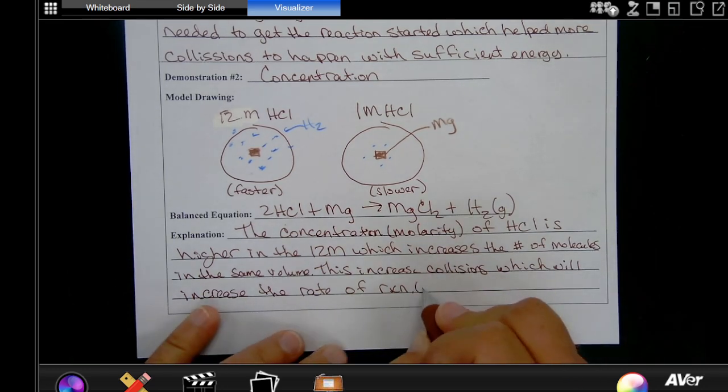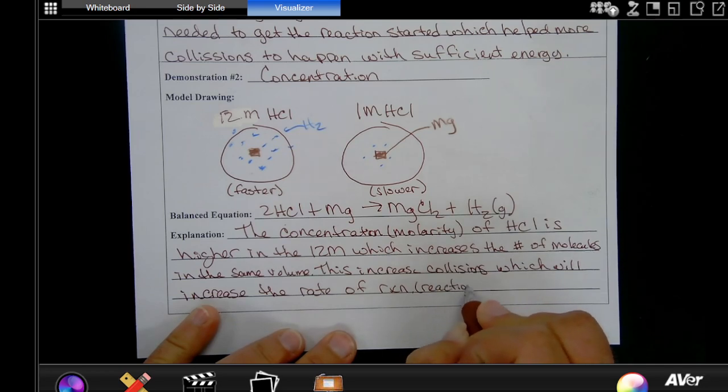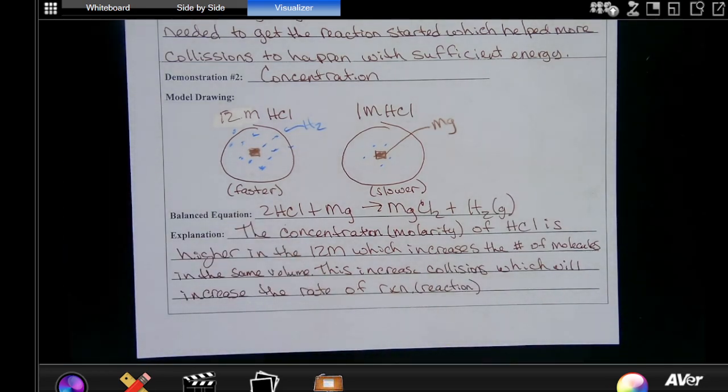So, if we want something to speed up, we can add more of it. If we add more of it, we're going to speed up that reaction. That means we have more molecules to collide, and that rate of reaction is going to go faster. Questions on concentration? Okay. All right. Stop smoking. Good. Finally. It smells bad.